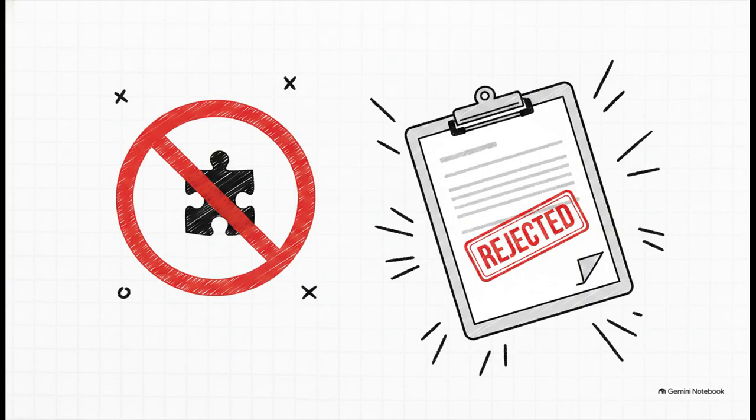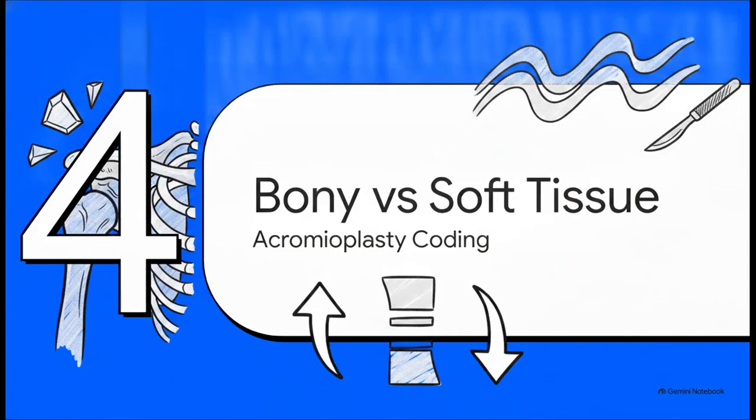Let's etch this absolute boundary into our memory right now. Code 29826 can never be reported as a standalone code. Literally never. If you try to bill it by itself, your claim is going to immediately hit an edit and get denied. We call this the rule of never for acromioplasty coding. Moving right along to Section 4, bony versus soft tissue work.